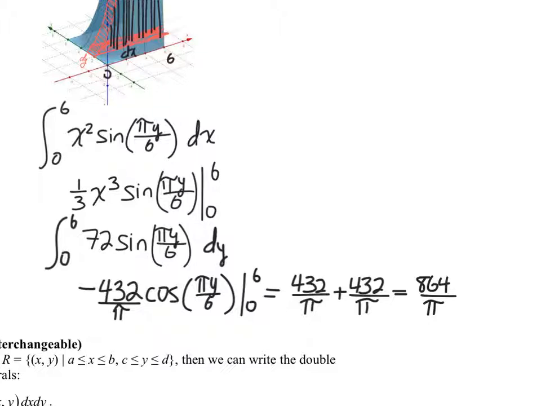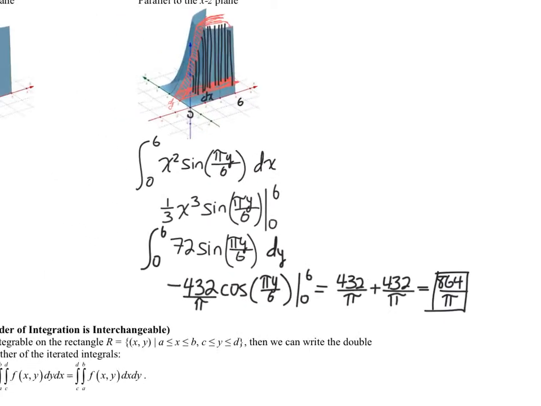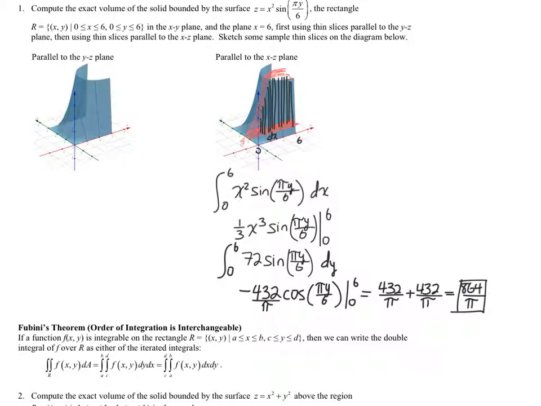Yeah, cosine of 0 is 1, but you'd be subtracting the negative 432 over pi, so it becomes a plus. So 864 over pi. Hopefully that was the same as the other part. So this just proves whether we take dx or dy first, we get the same answer. Correct, as long as your bounds are the same.